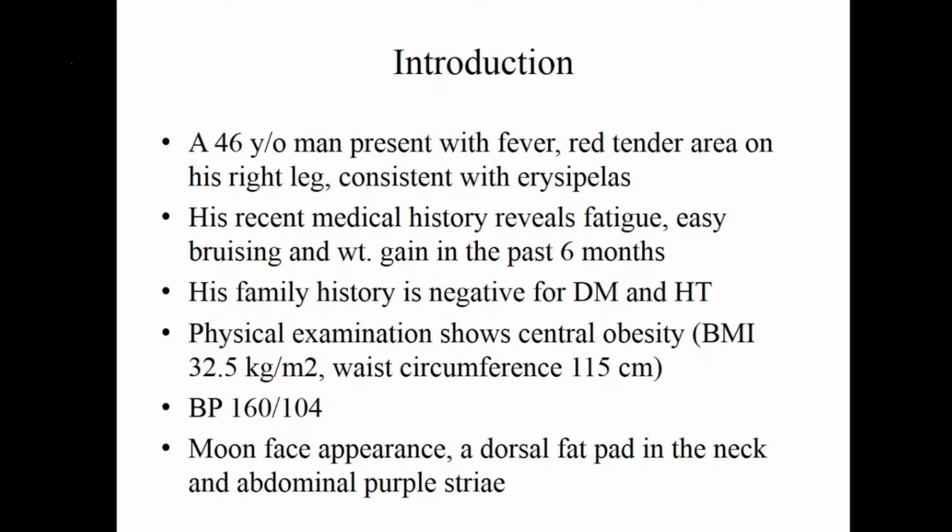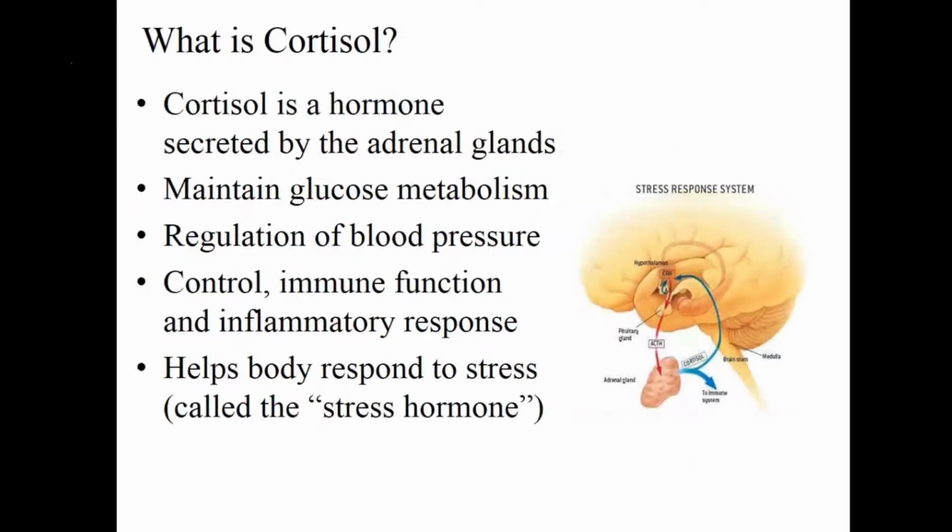Physical examination shows central obesity. BMI is 32. The normal BMI is usually below 25. The waist circumference is 115. Usually normal is up to 90. The blood pressure is high, 160/104. He has a moon face appearance, a dorsal fat pad in the neck, and abdominal purple striae. Okay, this one slide here will describe all the physical characteristics that a patient with Cushing syndrome will present to us.